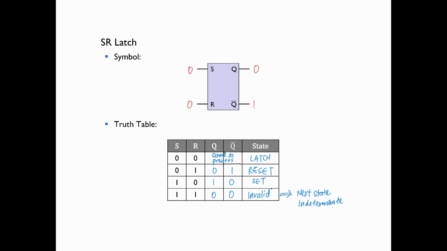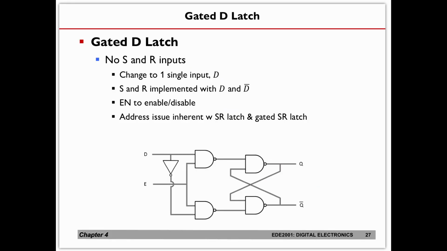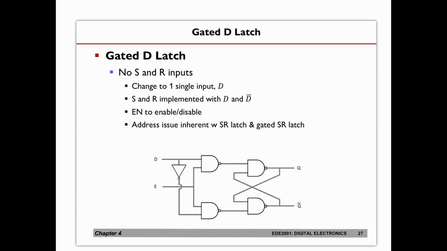Then we talked about a gated SR latch, whereby we add AND gates or NAND gates so that we control when we want the latch to work. At this point, we will move on to the second type of gated latch, which is the gated D latch. If you look closely, this latch has a very big difference compared to the one previously. The one previously does not have the D here, it is just the set and reset.